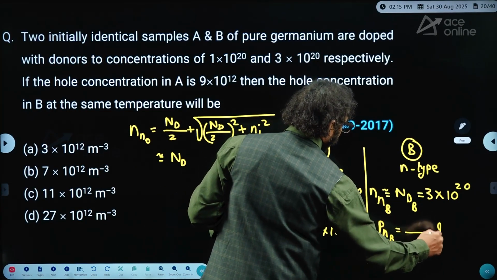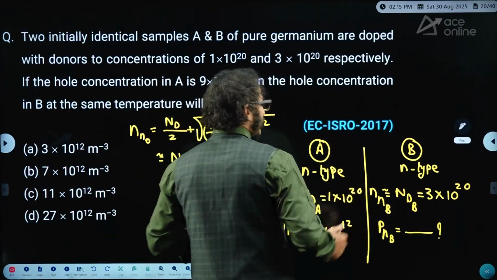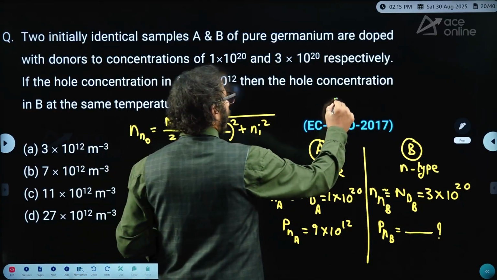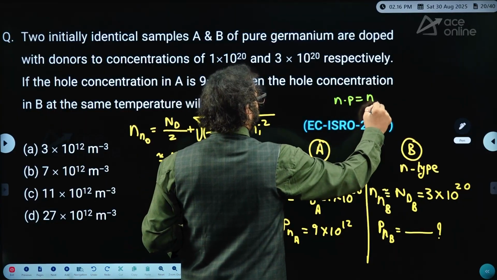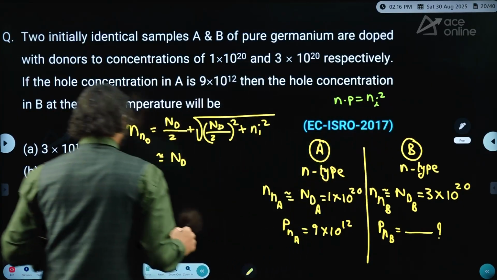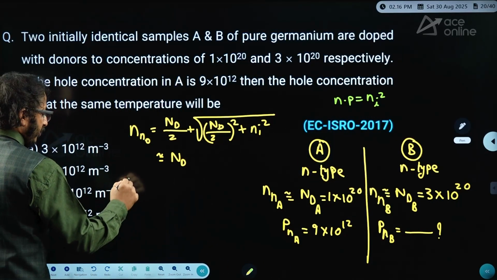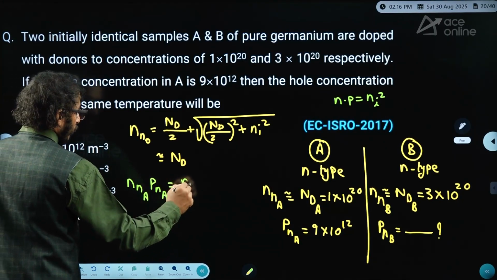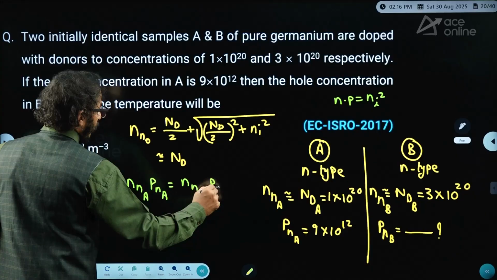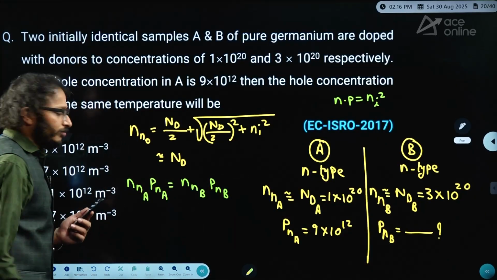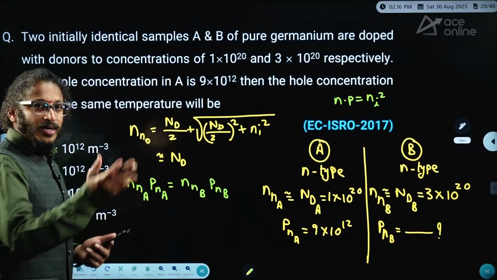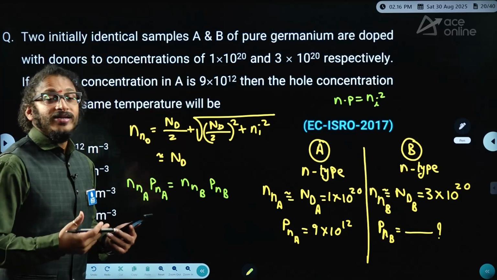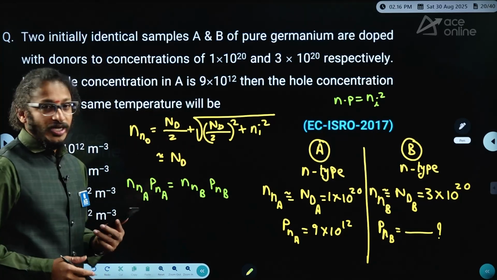Very easy question. Students, if no condition is specified, we are supposed to go under equilibrium condition. In that case, we know the mass action law, N dot P equals Ni square. Therefore, NNA times PNA equals NNB times PNB, because both equal Ni square, and the examiner clearly told it is a constant temperature and the two devices are identical. So I can use this formula.